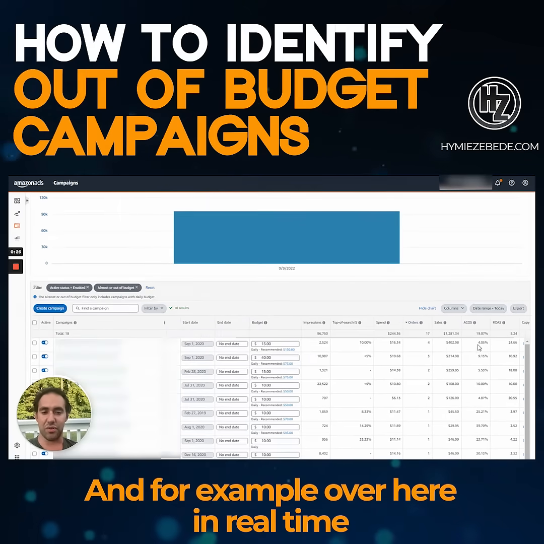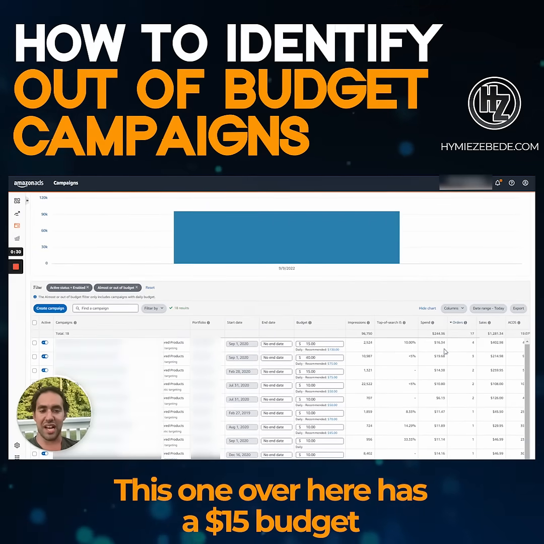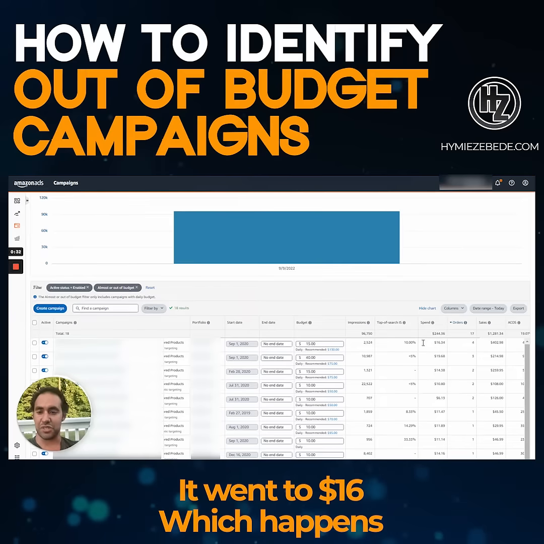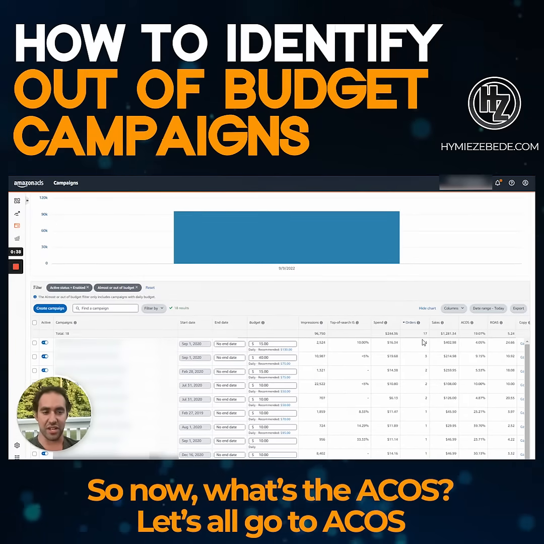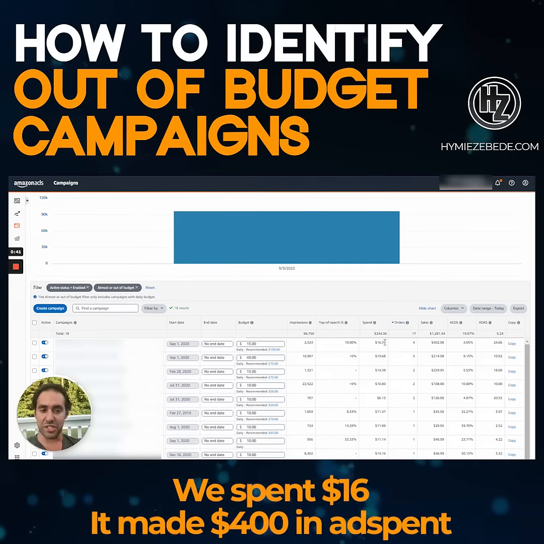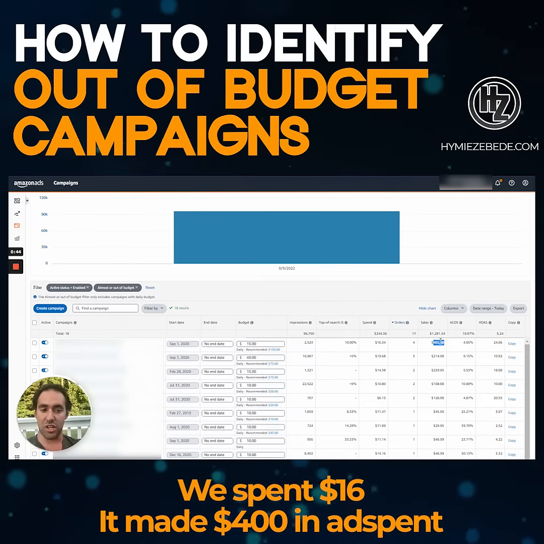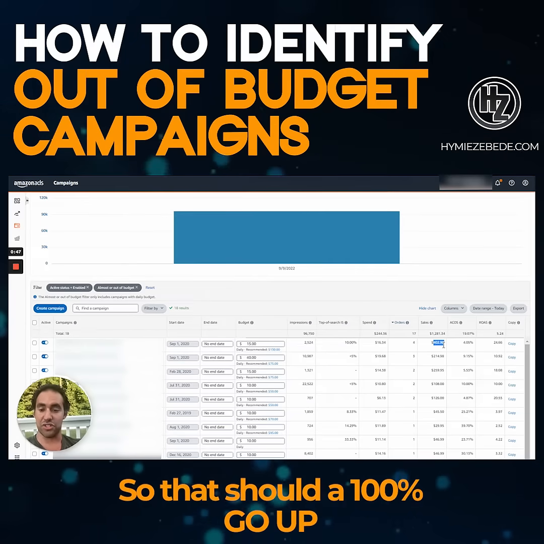And then, for example, over here in real time, this one over here has a $15 budget. It went to $16, which happens, and it's out of budget. So now what's the ACOS? Let's look at the ACOS. ACOS is 4%. We spent $16. It made $400 in ad spend. So that should 100% go up.